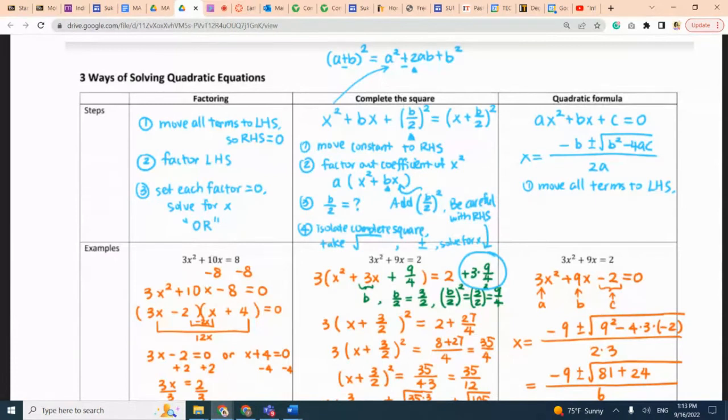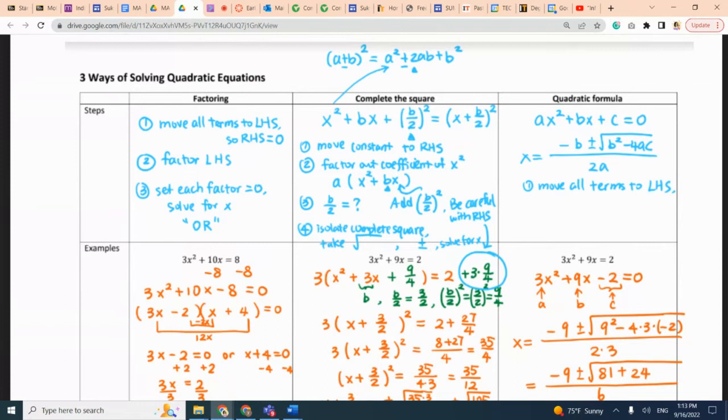But what's the effect? The effect is, well, you're adding this, but you need to multiply by 3. So the effect is like you're adding 3 times 9 over 4 on both sides. Is that okay, everybody? And then, this is the complete square of x plus b over 2, which is 3 halves. So this is the complete square of x plus 3 halves. And on the right hand side, we have 2 plus 3 times 9 over 4, which is 27 over 4.